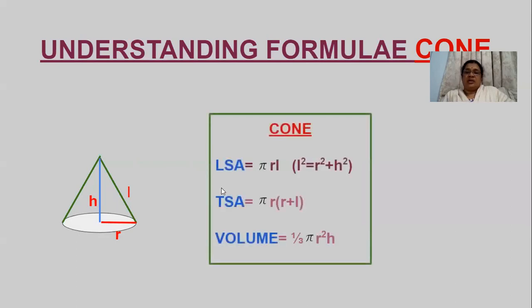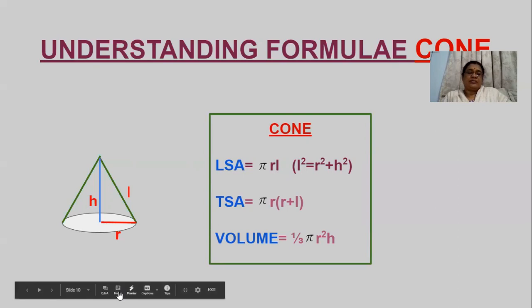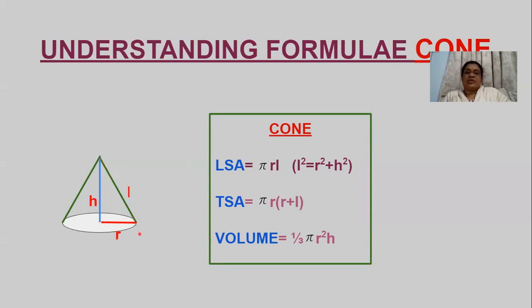And these are the formulae for cone. The lateral surface area will be pi r L, and here L will be the slant height. This is the slant height. This one is the slant height of the cone. So when you look carefully, this resembles a right angle triangle, isn't it?